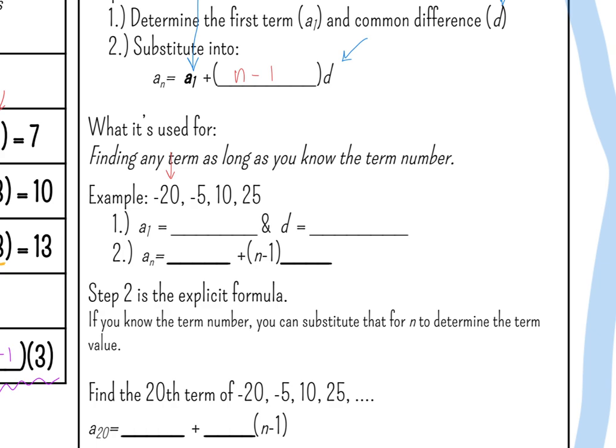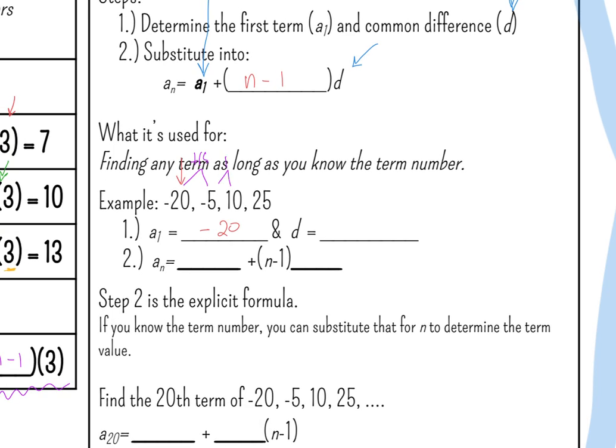So let's do this. Here's the first term. We need it. The common difference, how do you get from negative 20 to negative 5? You add 15. From negative 5 to 10, you add 15. From 10 to 25, you add 15. So our common difference is 15. So what we're going to do is a sub n is the first term plus n minus 1 times 15. This right here is the explicit formula for this arithmetic sequence, okay?